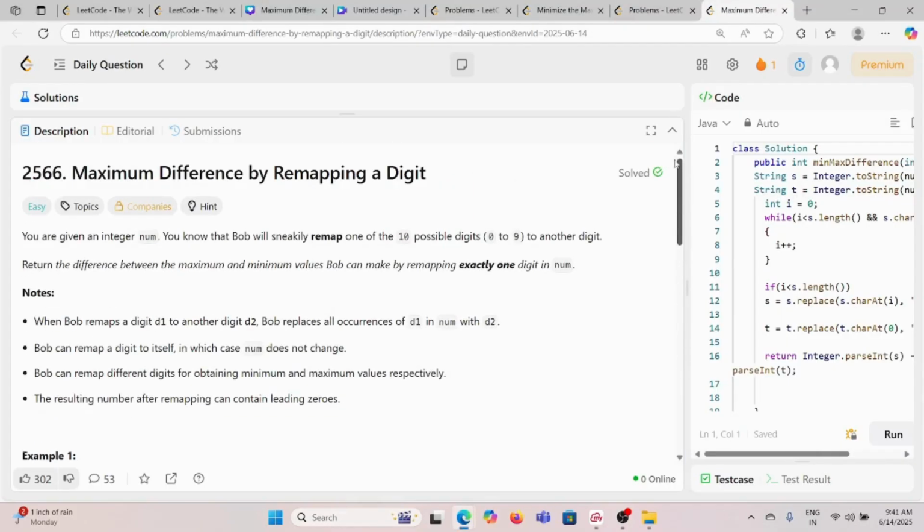Hello friends, so today we are solving this problem, maximum difference by remapping a digit. We are given an integer num and you know that Bob will sneakily remap one of the 10 possibilities, we have 0 to 9, to another digit. So we can simply understand in this way.